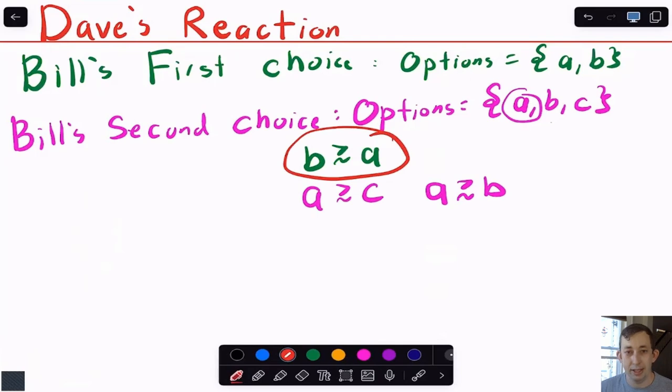So in both the first and the second choice, both apple and berry were available to Bill, and Bill switched which one he prefers between the first and the second choice. That is a WARP violation, and that's what we're going to talk about how to figure out. So that's the basic idea of WARP. Now let's talk about it graphically.